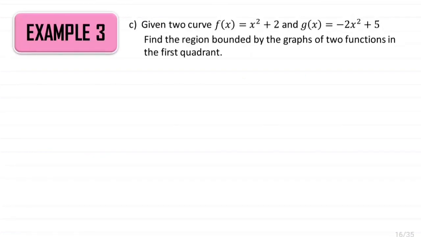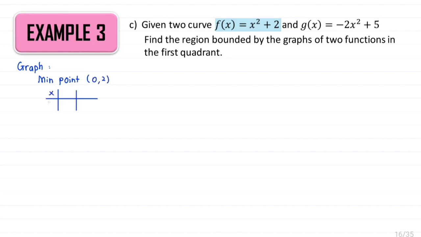We continue with question 3C. Given two curves, f(x) equals x squared plus 2 and g(x) equals negative 2x squared plus 5. The question asks to find the region bounded by the graphs of the two functions in the first quadrant. So this one is a smile graph, where we have a minimum point. We get minimum point 0, 2. Okay, then we find the intercepts. When x equals 0, we get y equals 2, and when y equals 0, x cannot be solved, so no value for x.